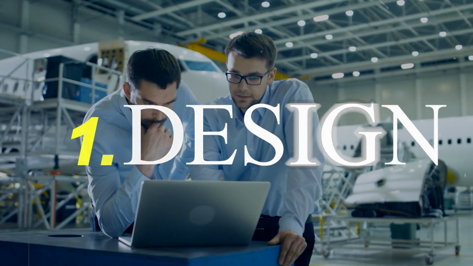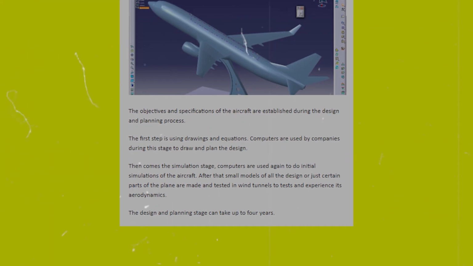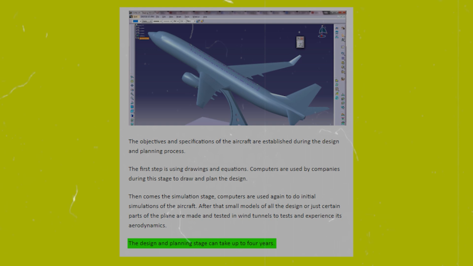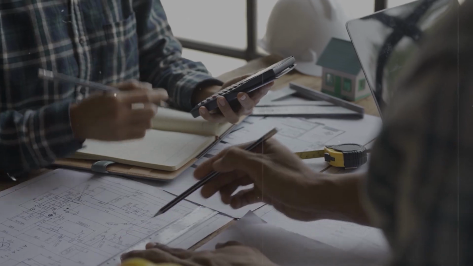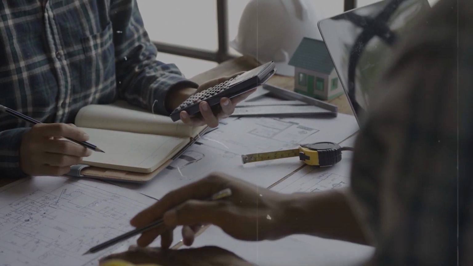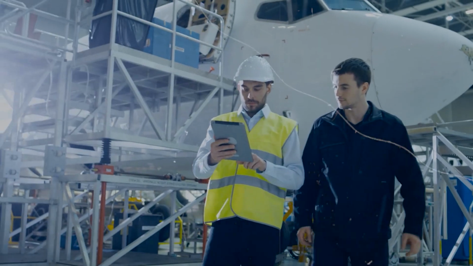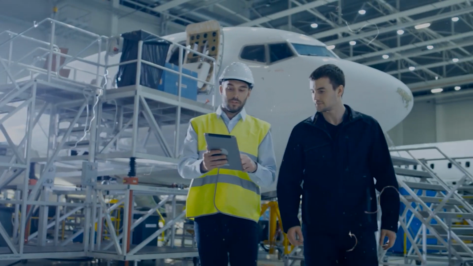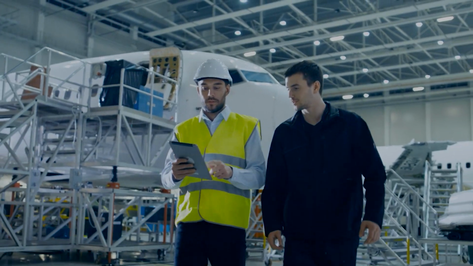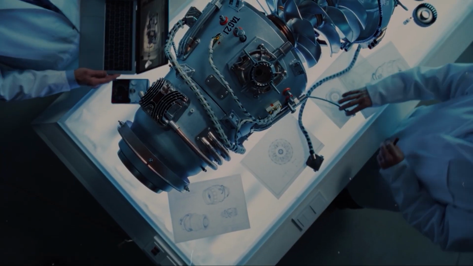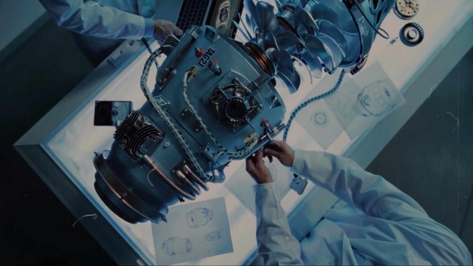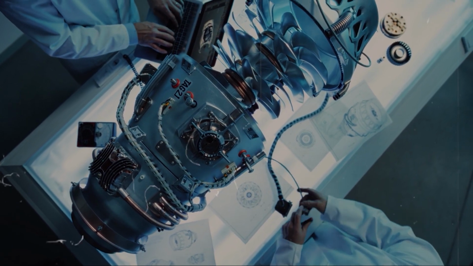Number 1. Design. Oxford Saudi claims that from the time of the first concept to the beginning of the aircraft construction, the design and planning phase can take up to 4 full years. First, engineers create calculations and designs, which are subsequently entered into equations. Traditionally, engineers would have taken care of everything themselves, but these days, flight teams utilize specialized computers to plan, sketch, and model the design phase.